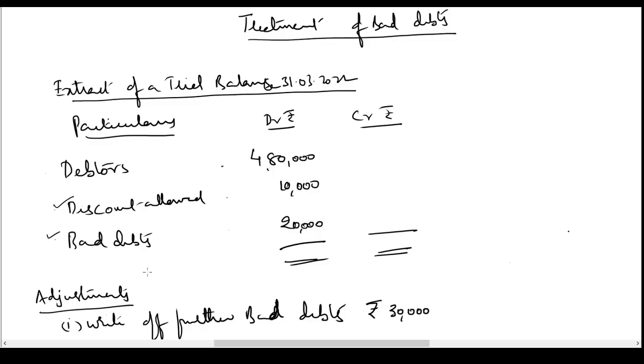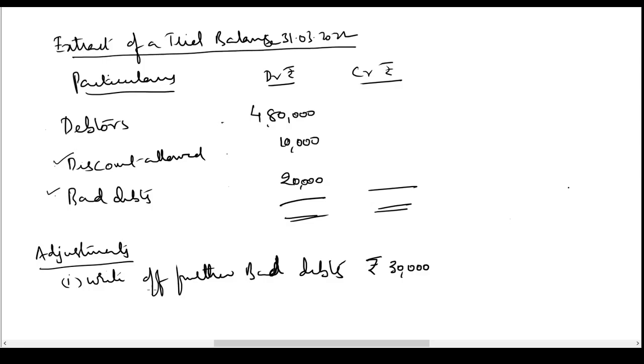Now you are given some adjustments. Write off further bad debts rupees 30,000. So what we are asked here is to write off another 30,000 as bad debts apart from what has already been written off. So 20,000 has already been recognized as bad debts. Over and above this, we have to recognize another 30,000 as bad debts loss.